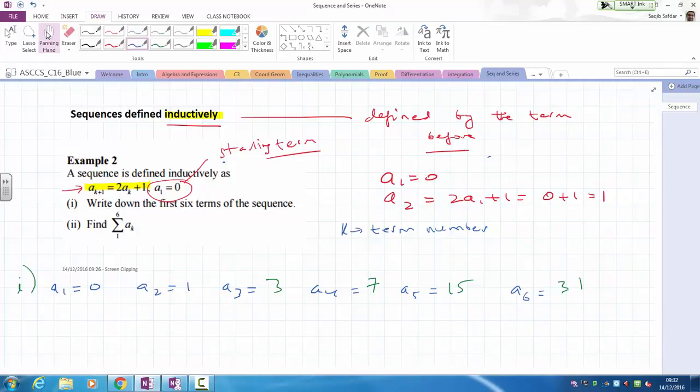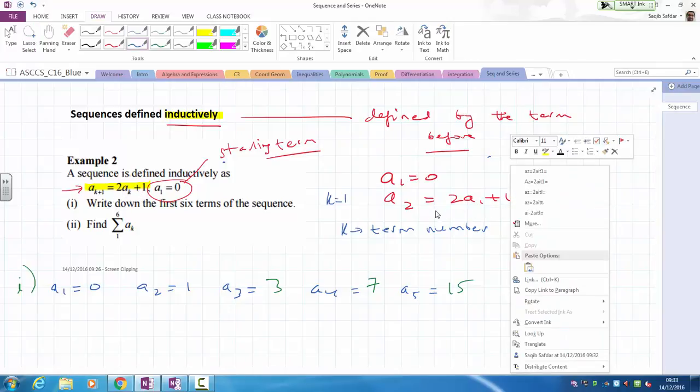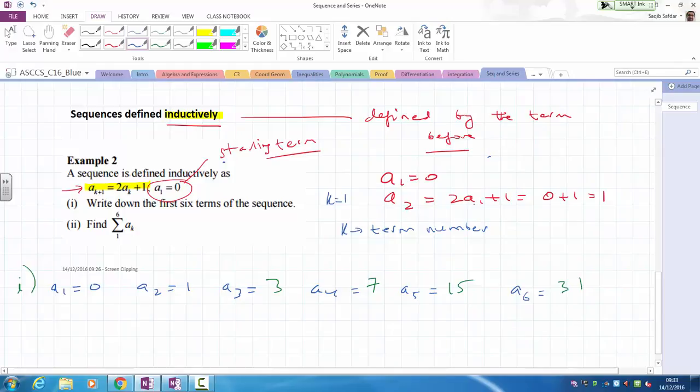If we substitute these values in, when k equals 1, 1 plus 1 is 2, so you've got a2 equals 2 times a1 plus 1. That means there's a relationship between a2 and a1. What's the relationship? It says take your a1, times it by 2, add 1. Do we know what a1 is? Yes, we do. It's the previous term. It's 0. So 2 times 0 is just 0, plus 1 gives us 1.